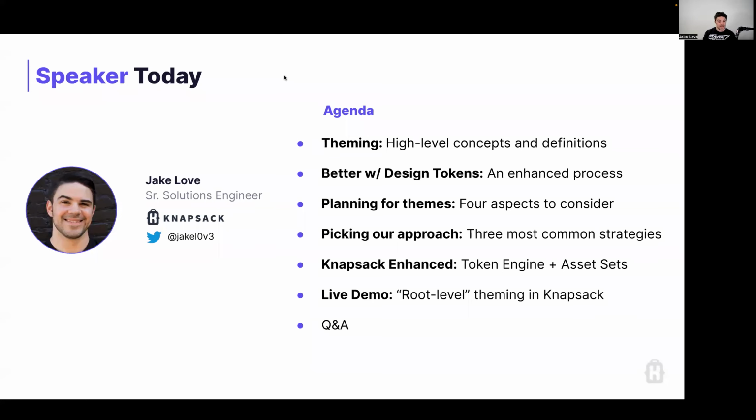We got a full agenda. We're going to start out by talking about theming. We're going to run through some high-level concepts and definitions. We're going to talk about it's better with design tokens, an enhanced theming process. We're going to talk about planning for themes, 4 aspects you should consider. Picking our approach, the 3 most common strategies we've seen for teams that are applying themes to their design system. We're going to talk about how the process is Knapsack enhanced with our token engine that we've spent a good amount of time in previous webinars going over.